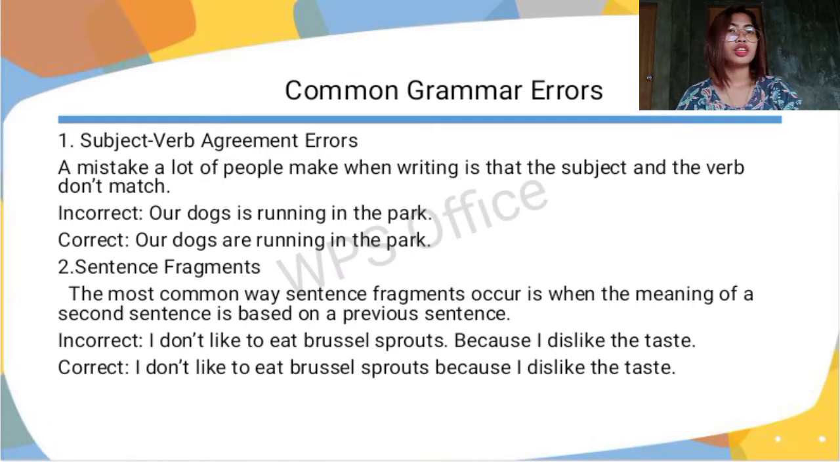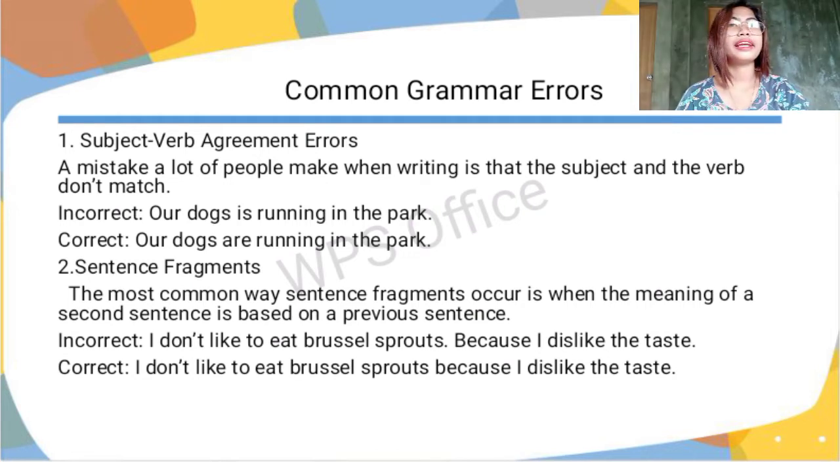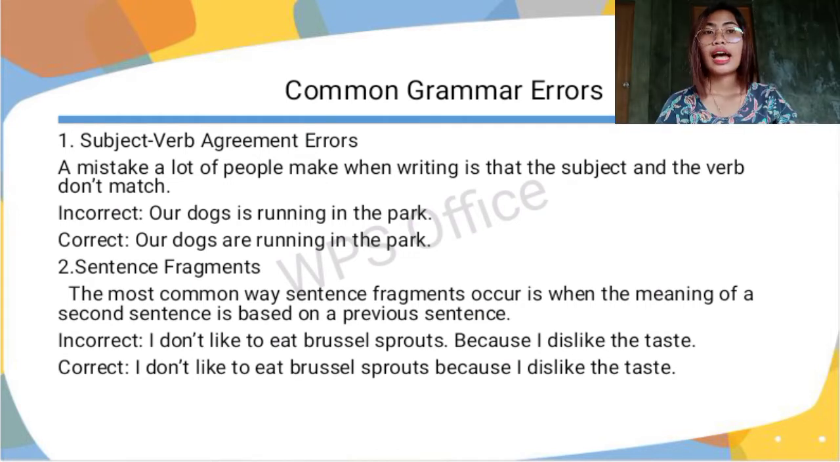A mistake a lot of people make when writing is that the subject and the verb don't match. For example, the incorrect sentence is "Our dogs is running in the park." The correct sentence is "Our dogs are running in the park." As you can see from the incorrect sentence, "our dogs" is plural and it uses "is." That makes the sentence wrong.